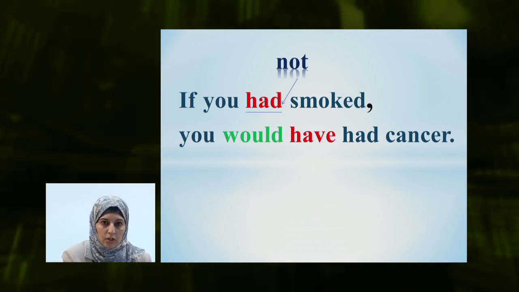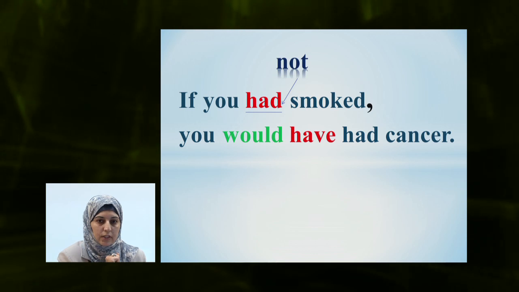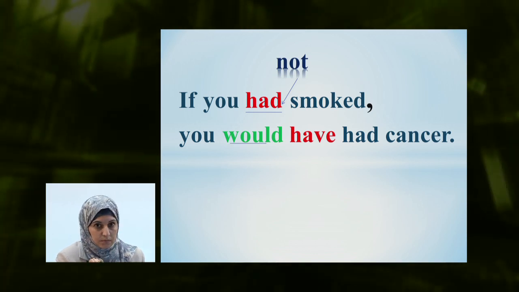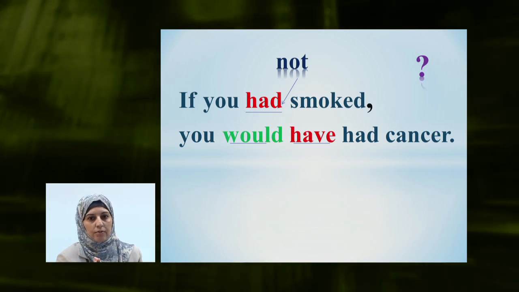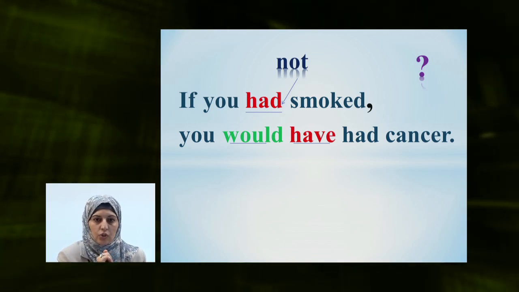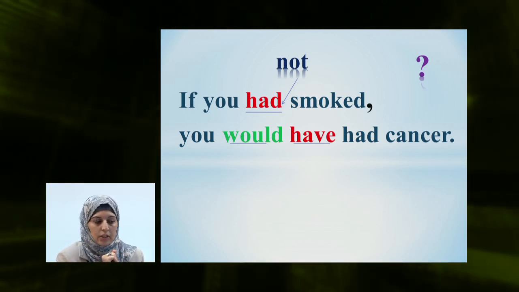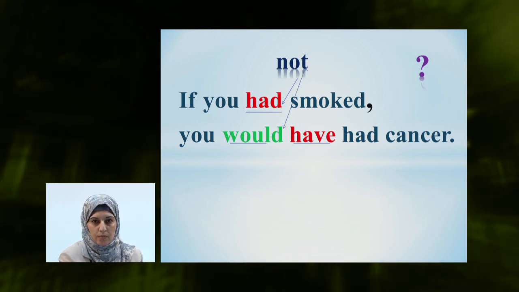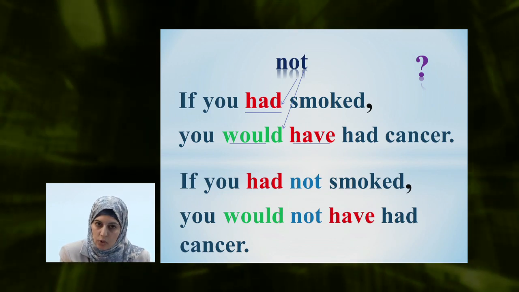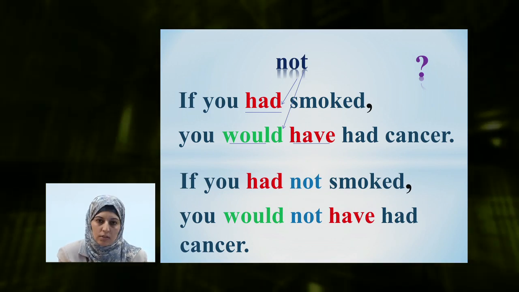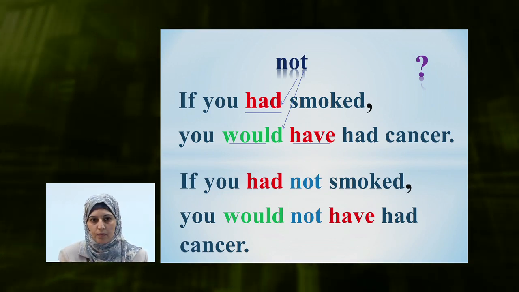Now, in the main clause, you have two auxiliary verbs, would and have. Where should you add the not? Is it for would or is it for have? In this case, you add it to the first auxiliary verb, which is would. So, you have, if you had not smoked, you would not have had cancer.